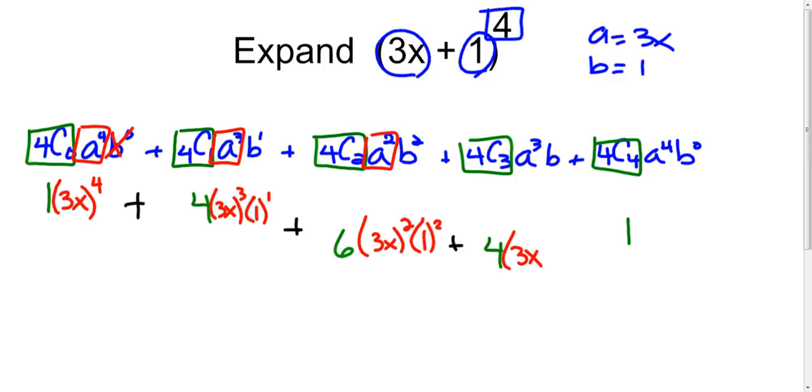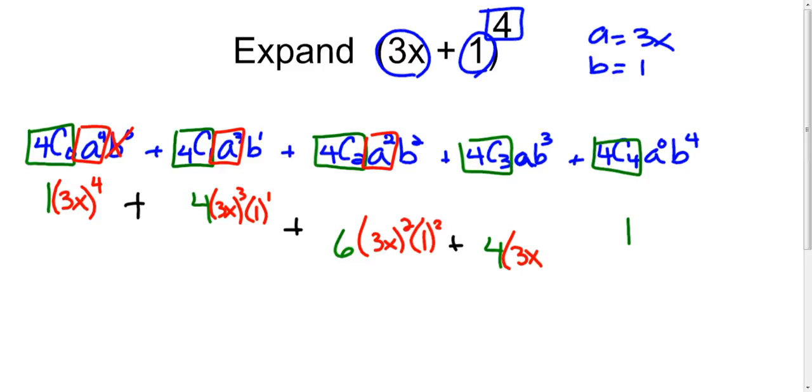Oh my goodness, you guys. I screwed up. This is not right. I screwed up right down here. Okay, maybe you guys caught that before. This should be a to the 1, b to the 3rd. This should be a to the 0, b to the 4th. Okay, sorry about that. Good thing I caught it.